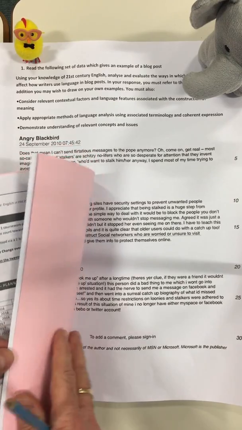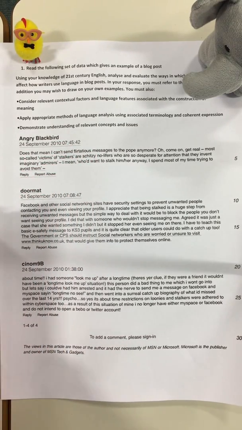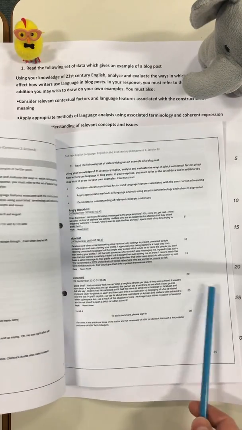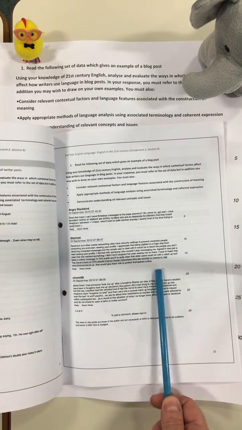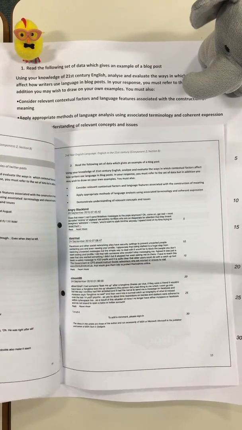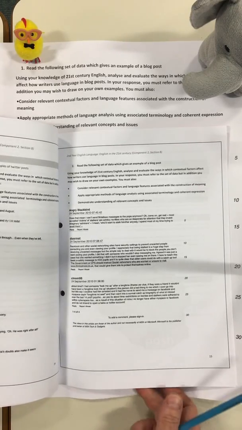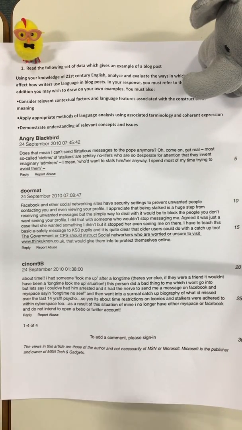The text that we're using is in your pack and it's on page 15 in your pack, so you will have a blank copy of this along with our video and a model answer very shortly. Today Richard's with me to discuss this text. So as you can see, it's an example of 21st century English blog posts.